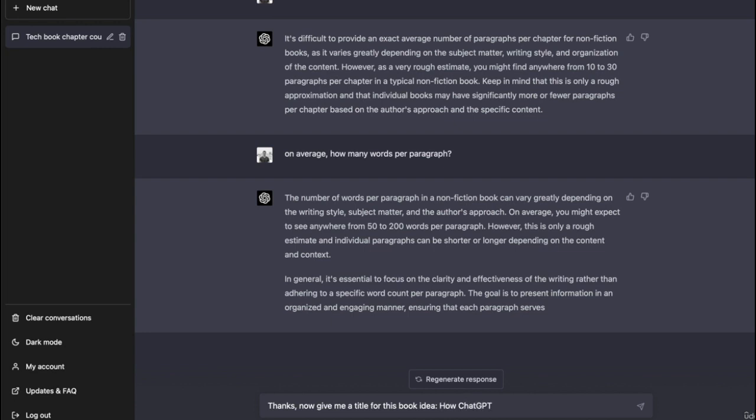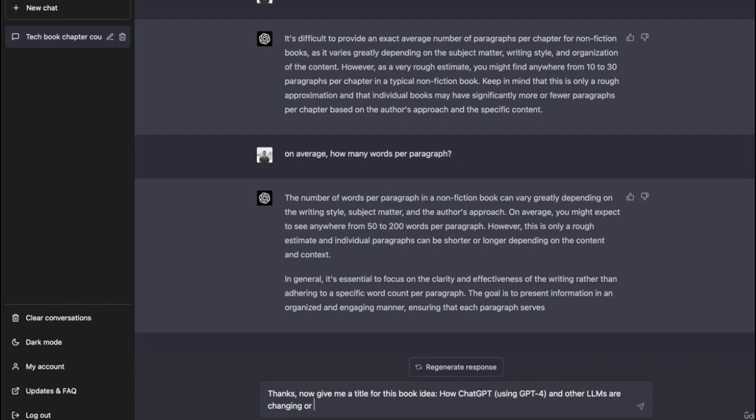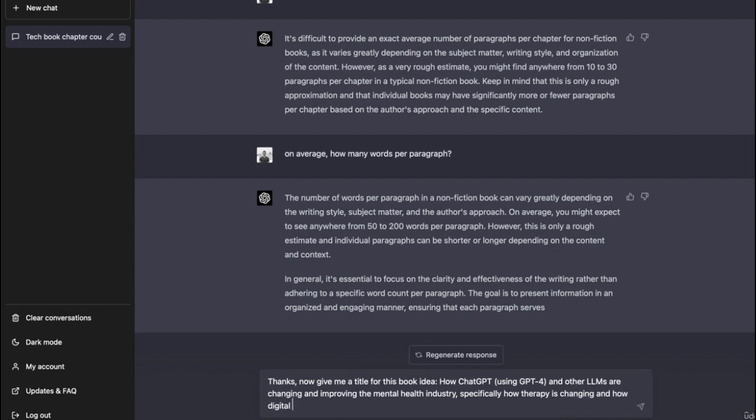Now, give me a title for this book idea. How ChatGPT using GPT-4 and other large language models are changing and improving. We want both the positive and the negative. Improving the mental health industry, specifically how therapy is changing and how digital mental health tools are affecting our well-being.